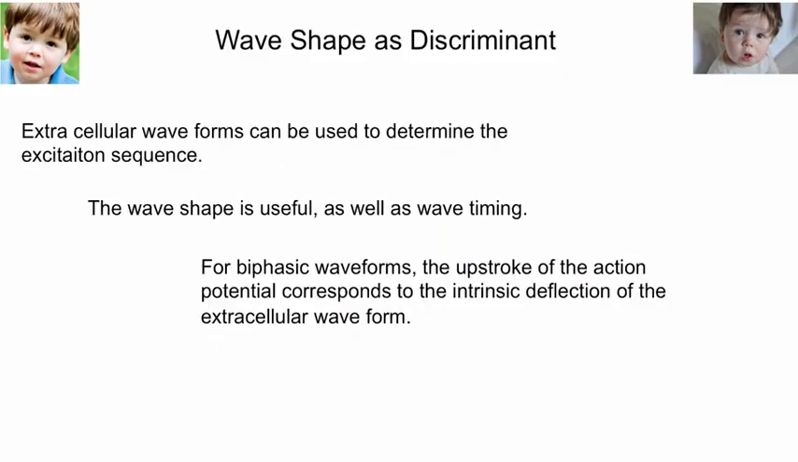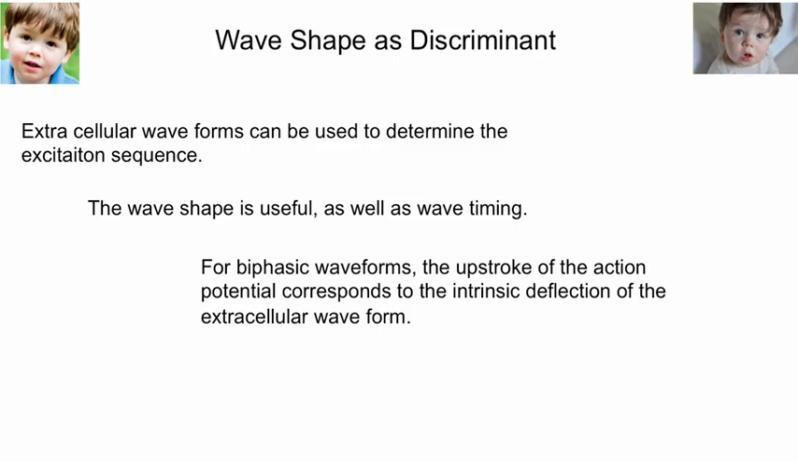So if we think about wave shape as a discriminant, we see that extracellular waveforms are a very good tool for determining the sequence of events that are happening in the tissue. Timing is, of course, the primary information that is given by the extracellular recording. When it occurs, what the time is, usually the time of the intrinsic deflection. Is it earlier or later than other events?